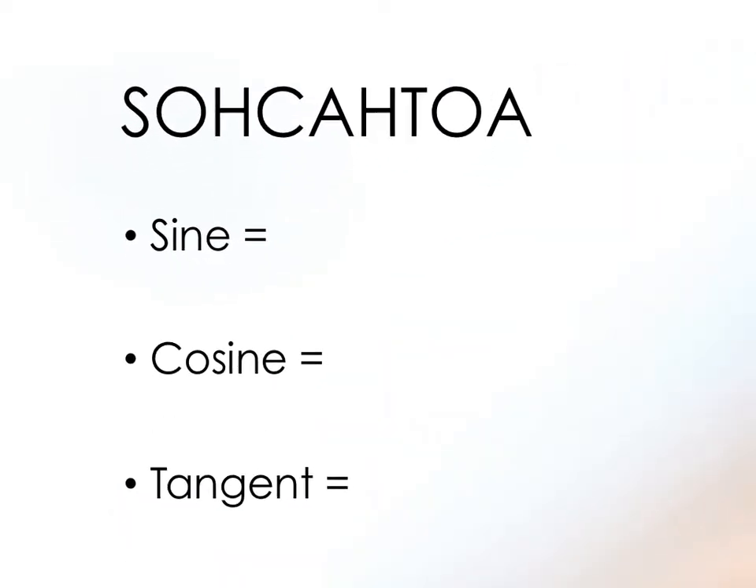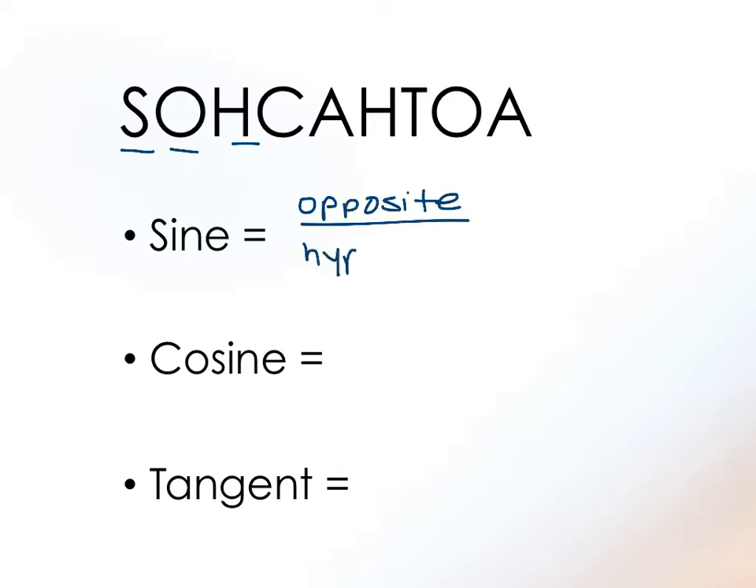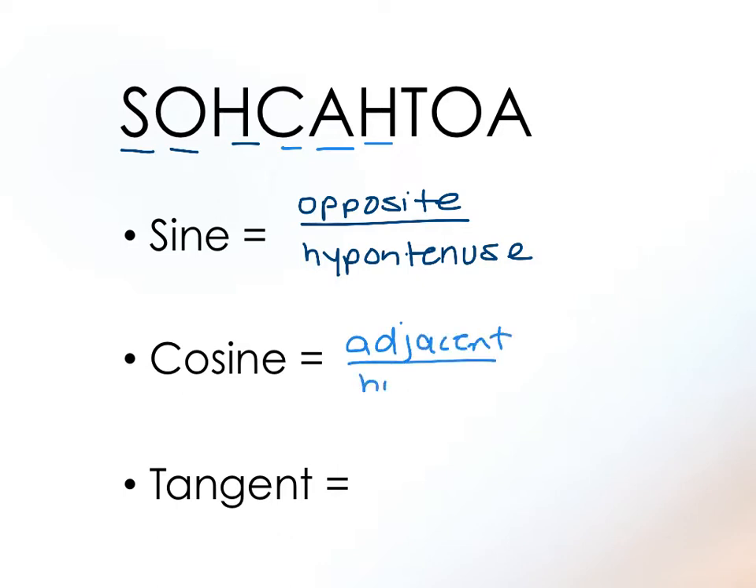So the first letter, the S, stands for sine. And the sine is the ratio of the opposite side to the hypotenuse. So this is opposite over hypotenuse. And then the second trig function is C for cosine, and it stands for adjacent over hypotenuse. And the third trig function starts with a T, that's tangent, and it's equal to opposite over adjacent.